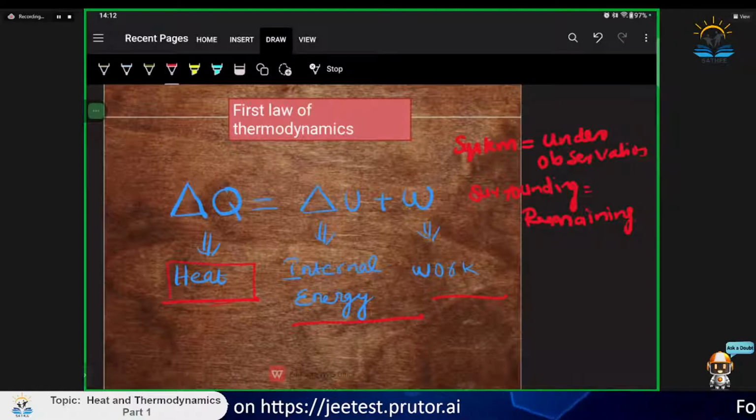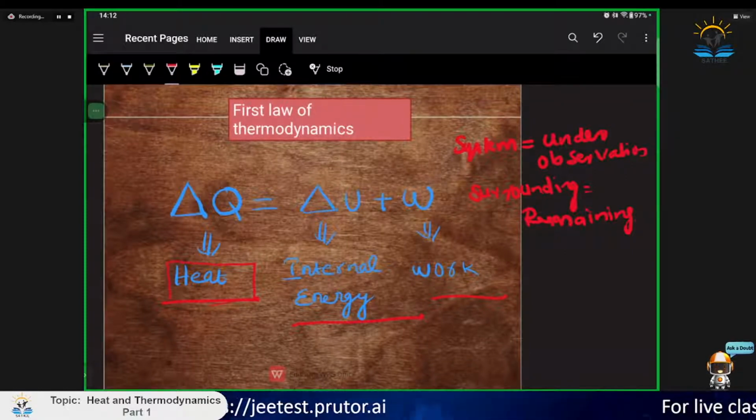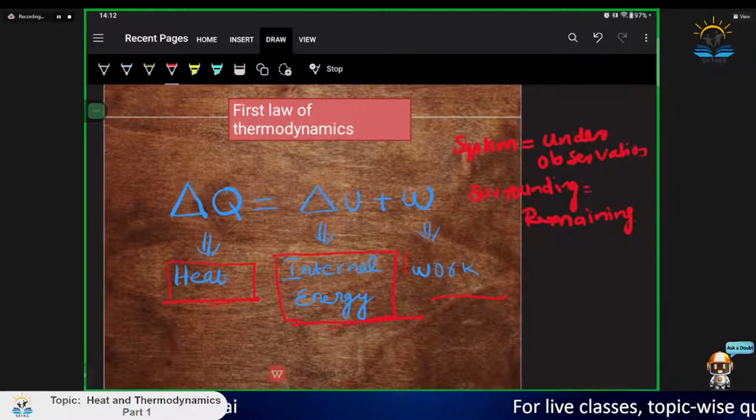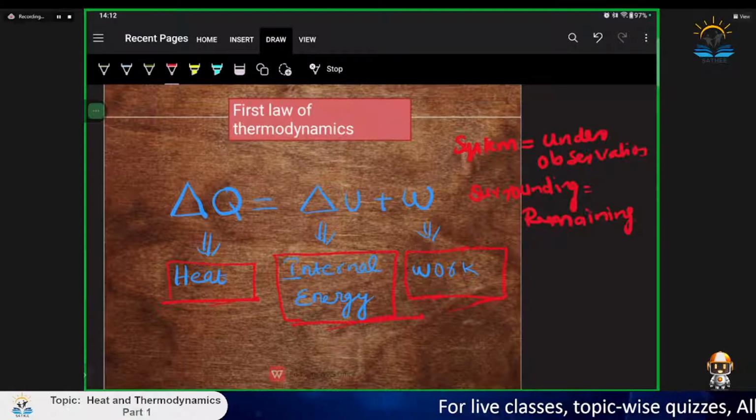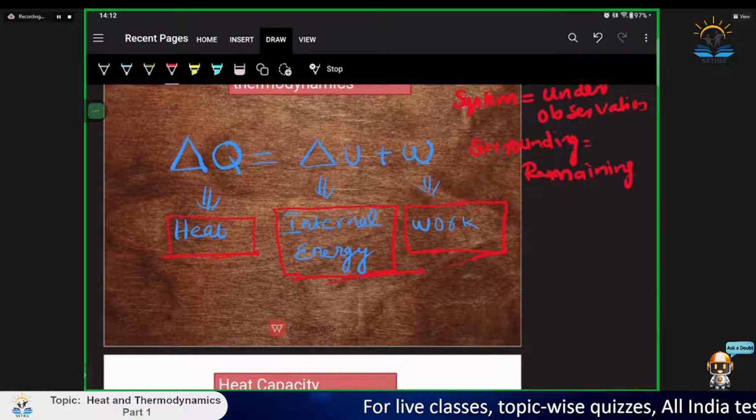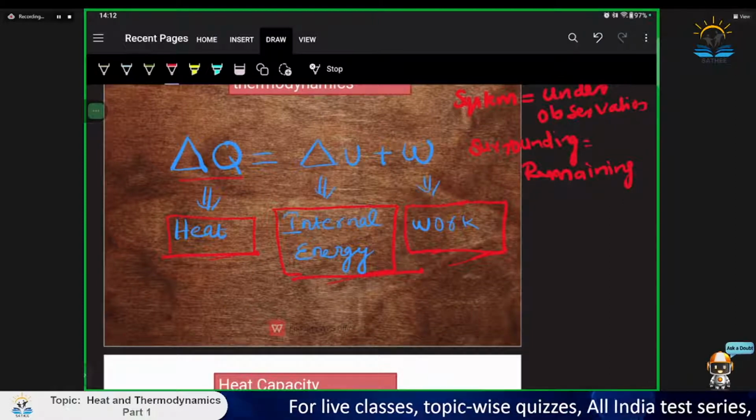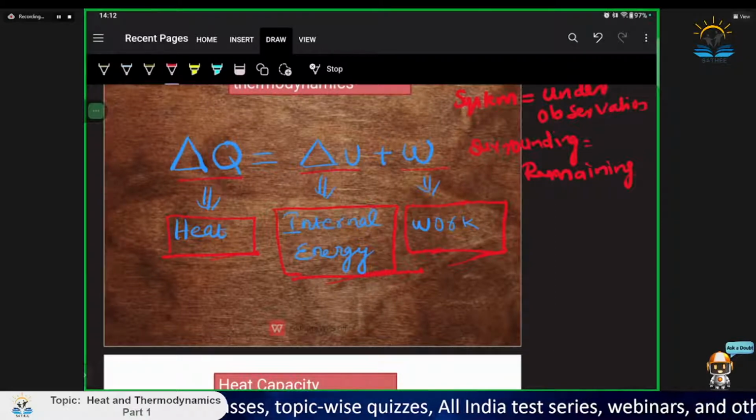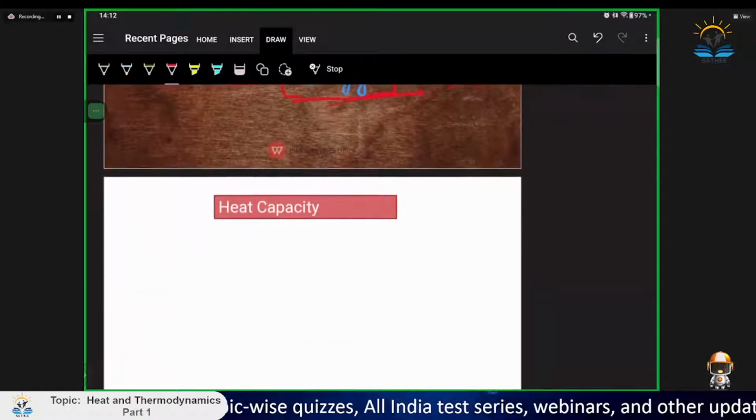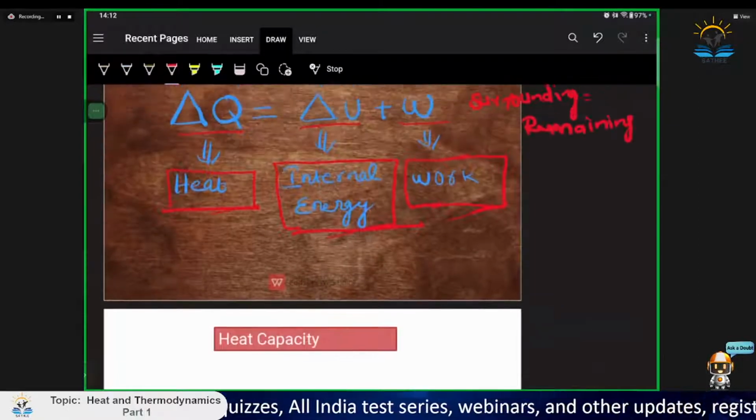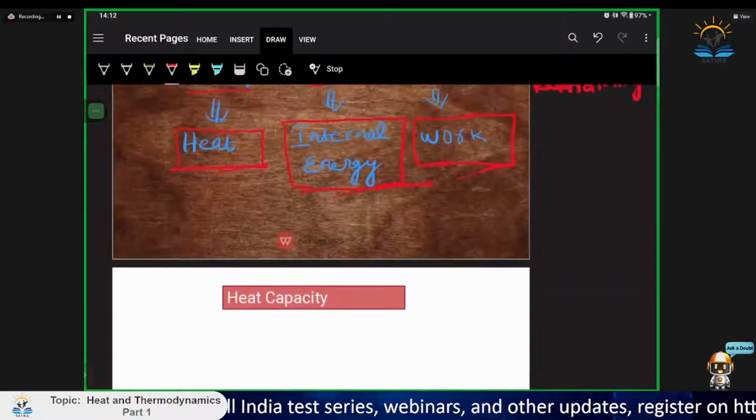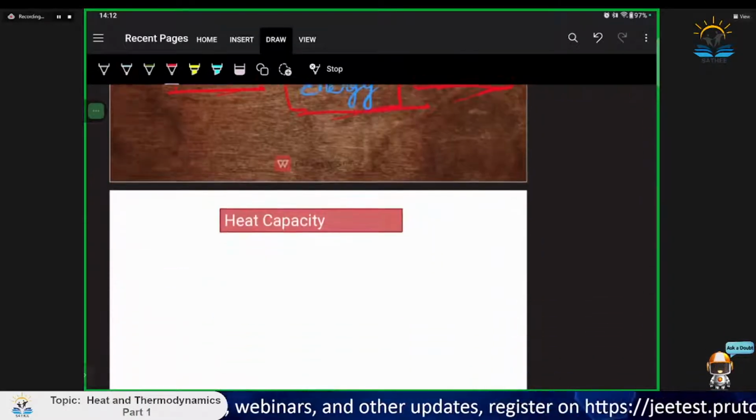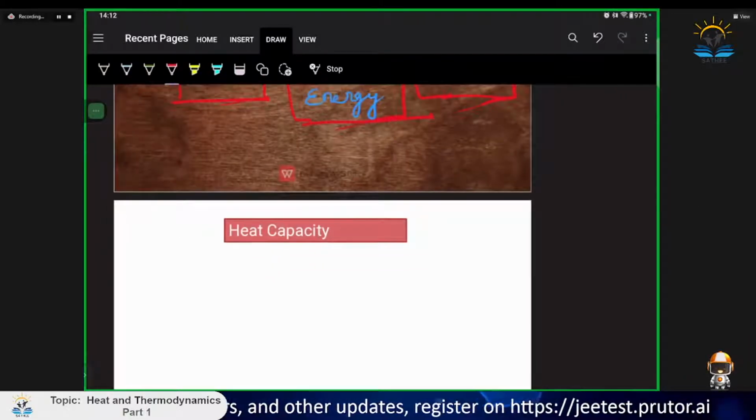Once we give heat to the system, the system will use that heat to increase its internal energy, and the remaining heat will be used to do work. So we can write delta Q, the heat given to the system, equals the change in internal energy of the system plus the work done by the system. Next topic is heat capacity. I will do the questions of both the first law of thermodynamics and heat capacity together, so you will have an idea of what these two are.